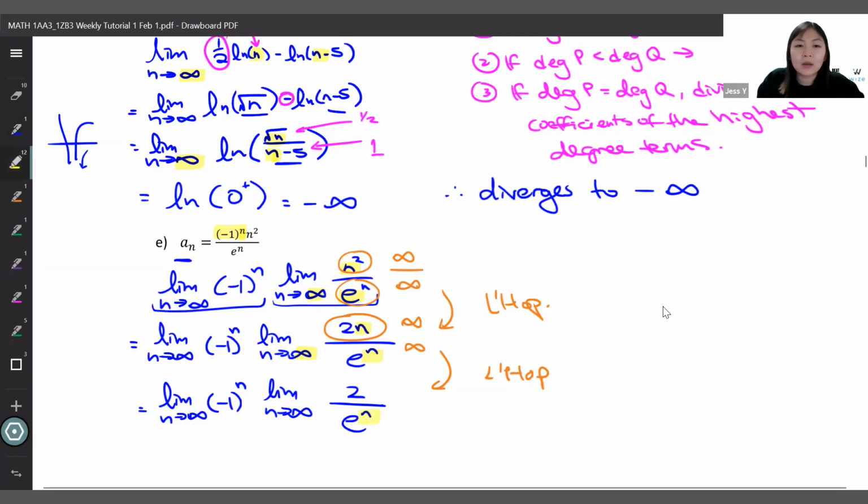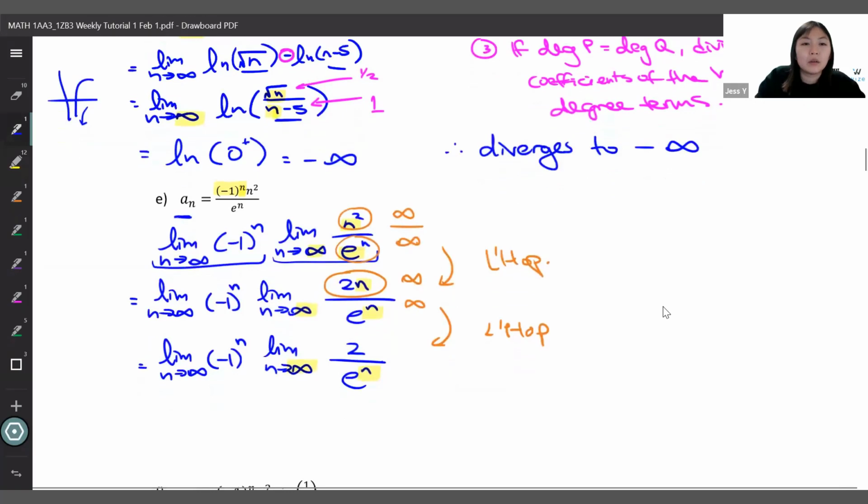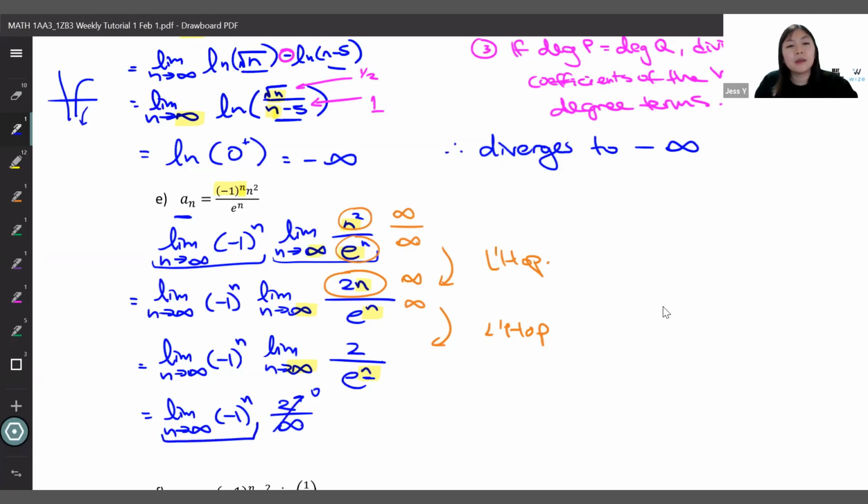Now when I plug in n equals infinity, I'm going to end up with the limit as n goes to infinity of negative 1 to the n. And as n goes to infinity, I'm going to end up with 2 divided by a really, really large number. 2 divided by something really large goes to 0. So you see how it doesn't matter what this limit is? The limit as n goes to infinity of negative 1 to the n flip-flops back and forth between positive, negative, positive, negative. But I'm taking whatever that positive or negative 1 is, and I'm multiplying by 0. Anything times 0 is just going to be 0. So this one converges to 0.